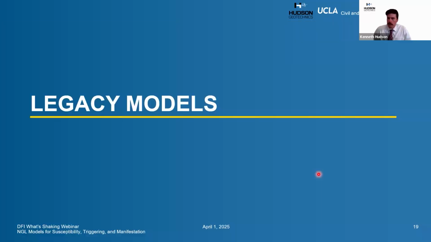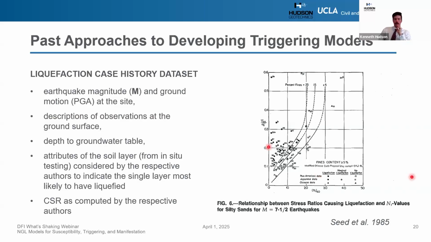So how do the legacy models, and I just use legacy meaning all the previous models before what I'm presenting today, how do they approach this problem? The way that they've done this is to develop a case history data set of liquefaction where we store information such as earthquake magnitude and ground motion, typically PGA, at a site where liquefaction did or did not occur. Descriptions of the observations at the ground surface, whether we see sand boils or lateral spreading displacements or nothing. Negative case histories are just as important as positive ones.